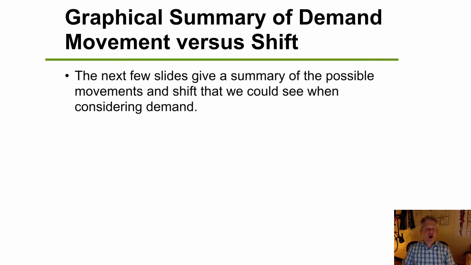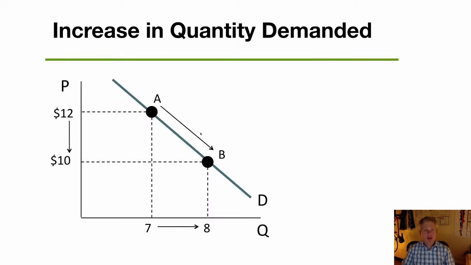So I'm going to go through a bunch of different cases again to summarize what we mean by a movement versus a shift. Here we have an example of a change in price. The price fell from $12 to $10, and that means that the quantity demanded increased from 7 to 8. That is a movement along the demand curve. That is a change in quantity demanded. That is an increase in quantity demanded.